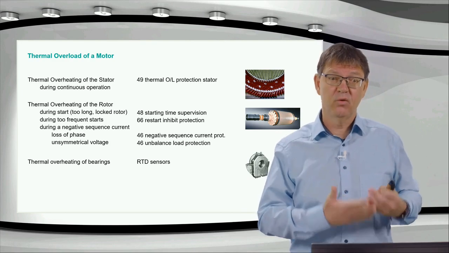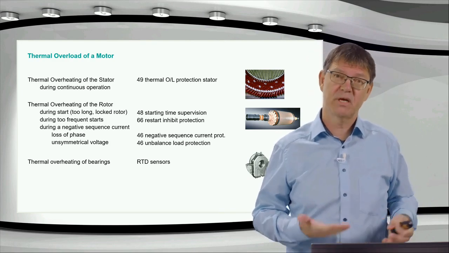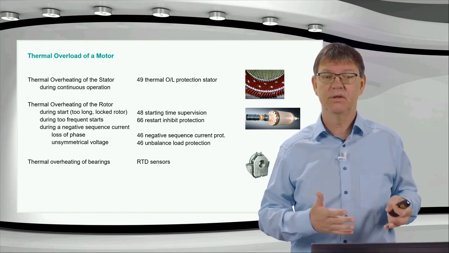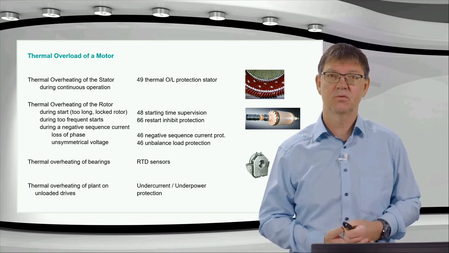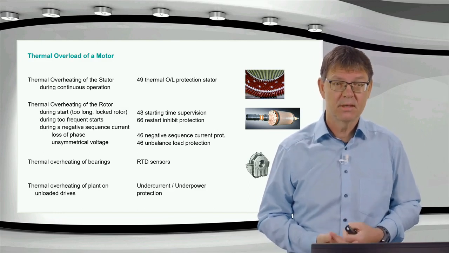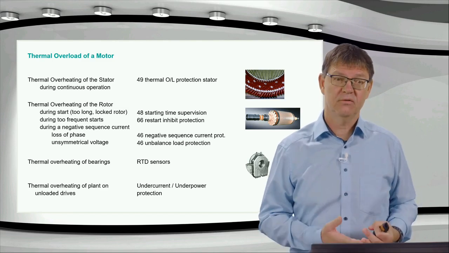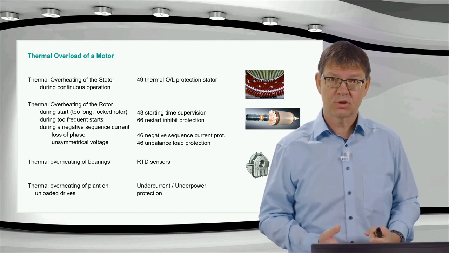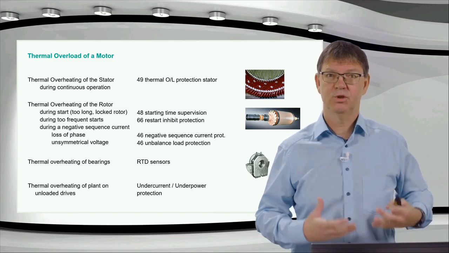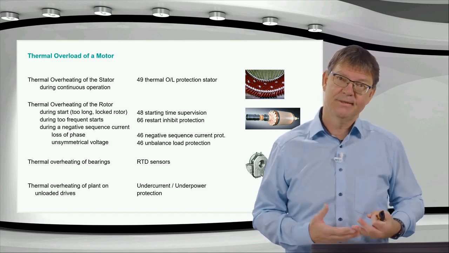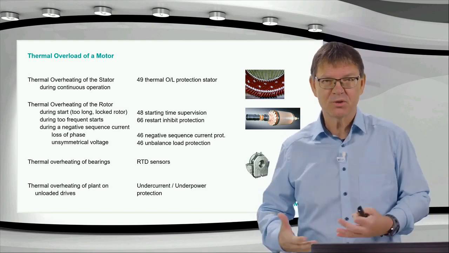Then we can have an overheating of the bearings. So here we cannot do anything by measuring currents or voltages. Here we need sensors at the bearings, and we can also integrate them into our C-Protect 5 devices. And at the end, we can also get overheating of the plant as such. If, for example, the drive is unloaded, the machine is unloaded, this is not a problem for the motor, this is a problem for the working machine.